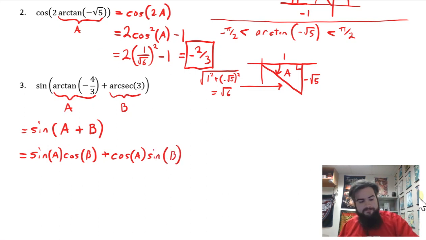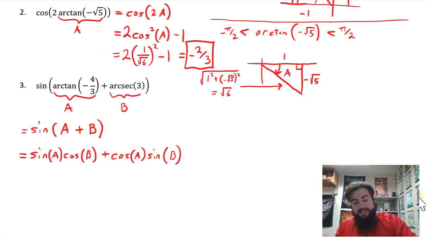Which means if I can figure out sine of A, cosine of B, cosine of A, and sine of B, then I should be good to go. Then I can evaluate this. So that means this is just like the previous couple questions. Just in this case, I'm going to be drawing two triangles. One to represent A, and one to represent B.